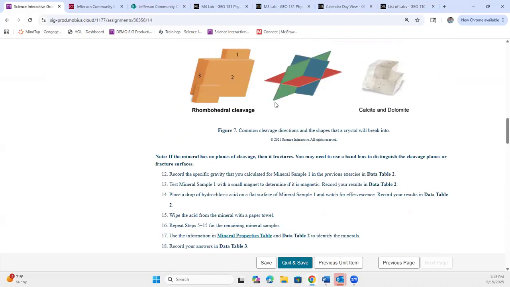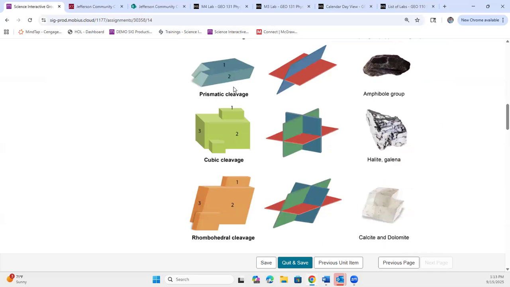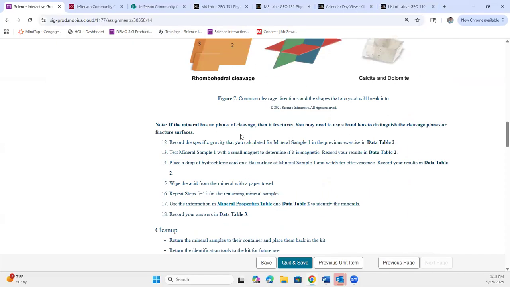For the next one, for sample number 2, which looks like this, it's really nice, flat, clear planes. It's at 90 degrees. Number 2 definitely has perfect cubic cleavage. We don't have the specific gravity because that section of the lab's all messed up, so we're going to skip over that. We're going to test it with a magnet.